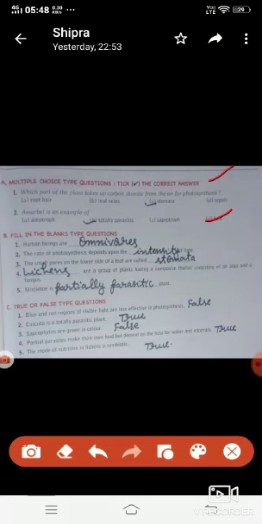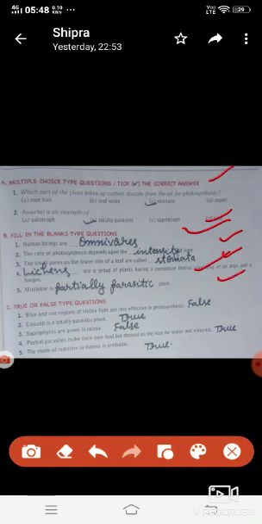Fill in the blanks. Human beings are omnivores. The rate of photosynthesis depends upon the intensity of light. The small pores on the lower side of the leaf are called stomata. Fourth, lichens are a group of plants having a composite thallus consisting of alga and fungus. Then fifth, mistletoe is a partially parasitic plant.